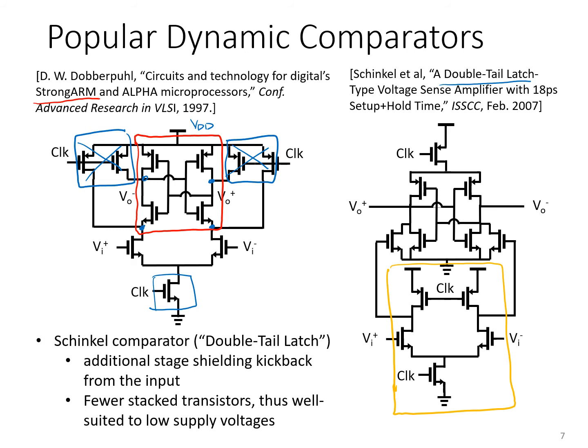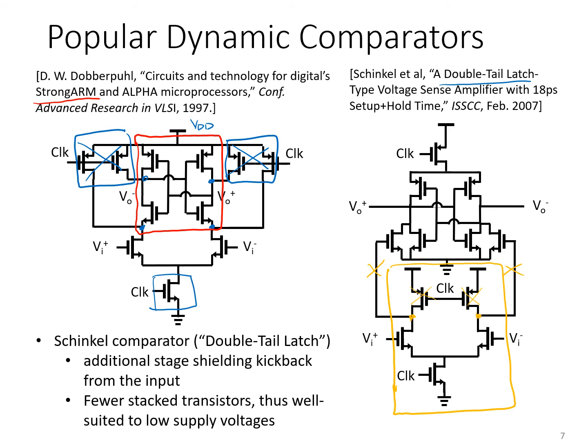When clock goes low, these nodes are pulled high by the pull-up PMOS transistors connected above them. And then when clock goes high, these transistors are turned off, those nodes are released, and these nodes start dropping towards ground, but one will drop faster, creating a differential input at these internal nodes here.